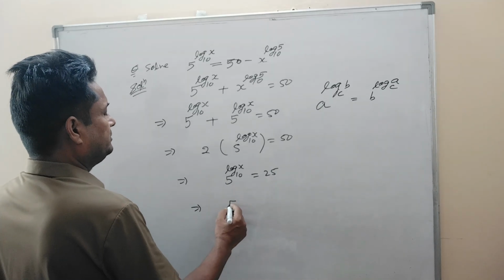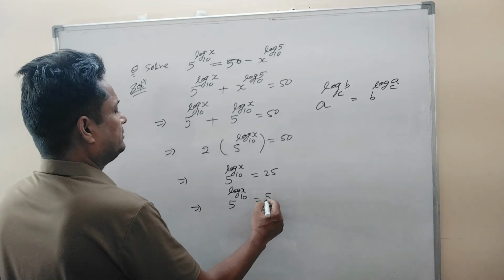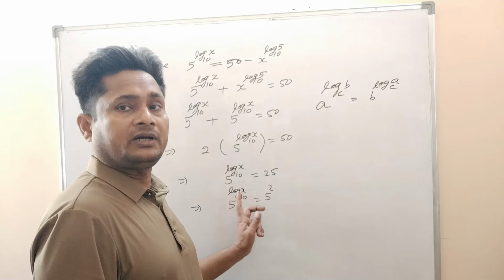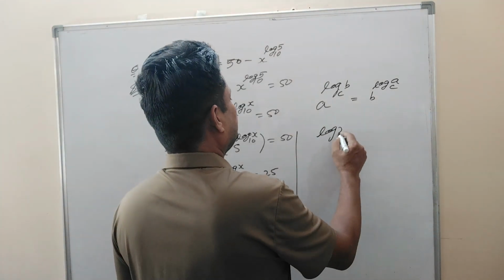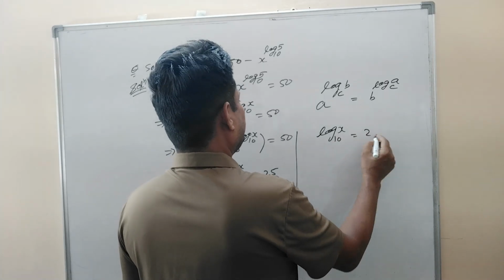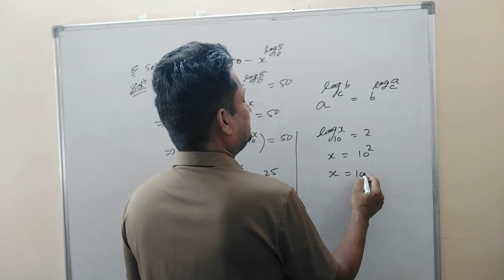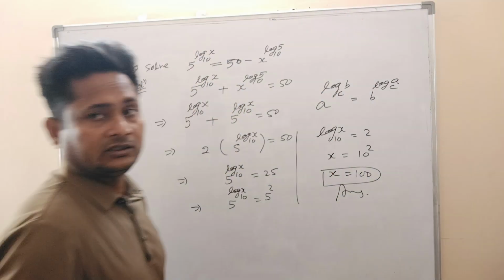So this is coming 5 to the power log of x base 10 is equal to 5 to the power 2. If the bases are the same, then the powers will be equal. Right? So log of x base 10 will be equal to 2. That means x will be equal to 10 to the power 2. And that means x will be equal to 100. So this is the answer of this one.